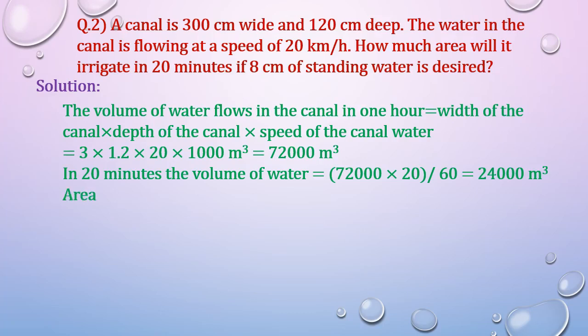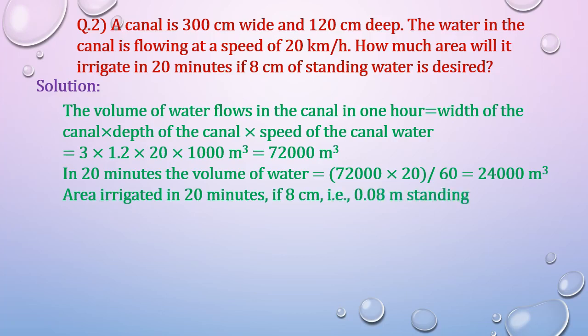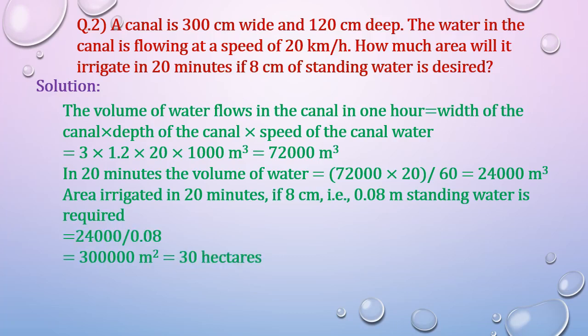Area irrigated in 20 minutes, if 8 centimeter, that is 0.08 meter standing water is required, is equal to 24,000 divided by 0.08, which is equal to 3 lakhs meter square is equal to 30 hectares.